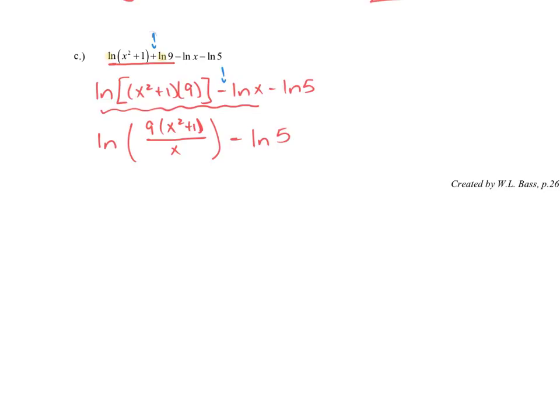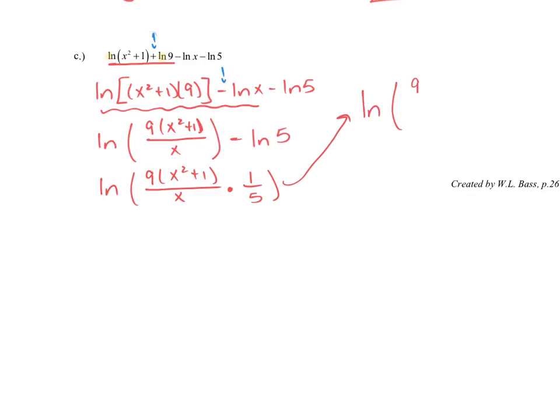I'm down to 2 more logs that still need to be condensed. And what I don't want to have to do is have this fraction divided by something. So instead, I'm going to think this fraction times the reciprocal of this argument when I go to do that condensing. So I'm going to have the natural log of 9 times x squared plus 1, and that's divided by x. And instead of dividing by 5, I'm going to multiply by its reciprocal. So my final answer can be written as a single logarithm.